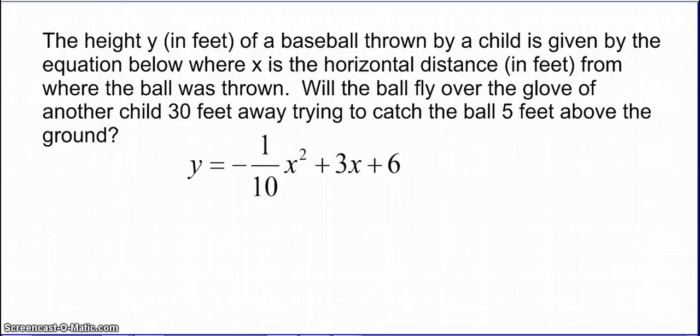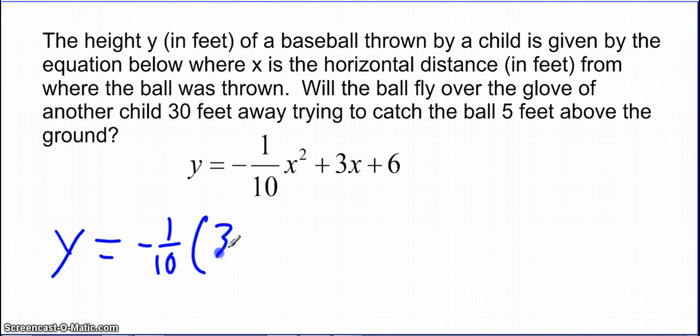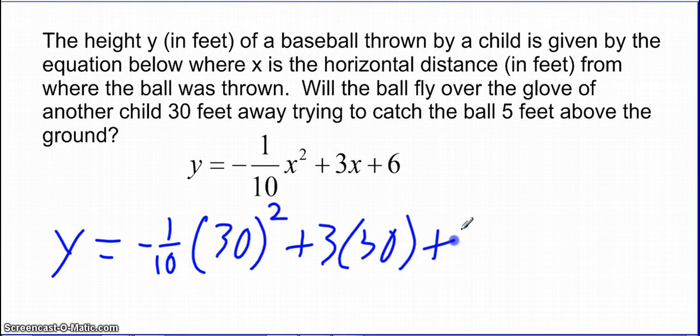Okay, so we need to understand what this is all telling us. We know that x is horizontal distance, y is vertical distance. So I can plug in the 30 for x to see what the y value is at 30 feet. What is the height? If it's 5, then they'll catch the ball. If it's not, then they won't. So y equals negative 1/10 times 30 squared plus 3 times 30 plus 6. And if I put that into my calculator, that equals 6.